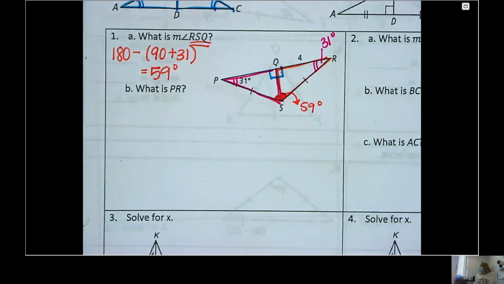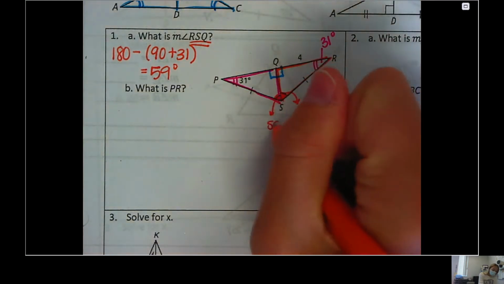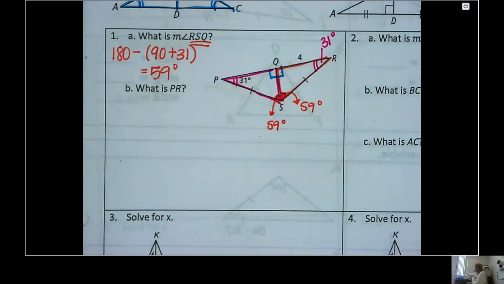Well, where else is it 59 degrees? On the other side right next to it. This side's also 59 degrees. Right, so if you figure out one triangle, you've got everything you need for the other triangle. It's just being reflected or flipped over.